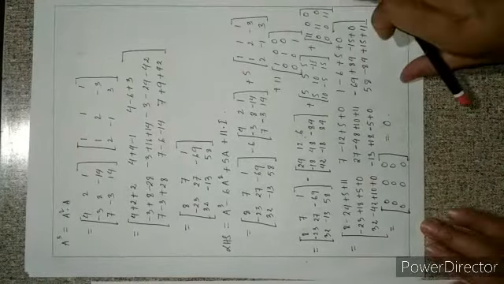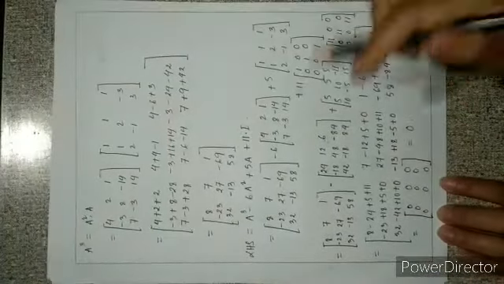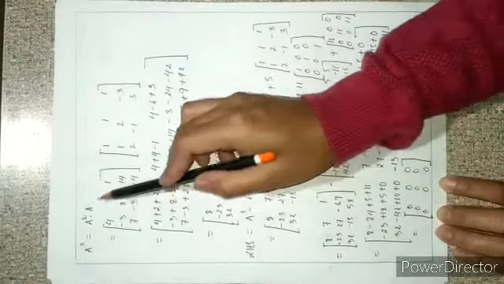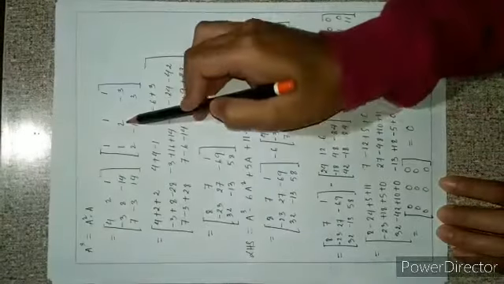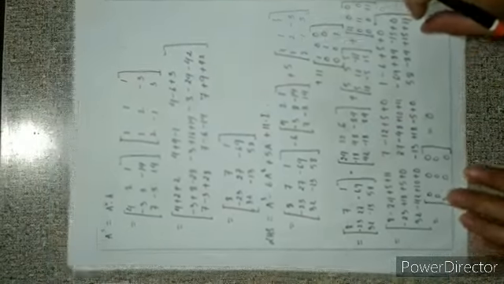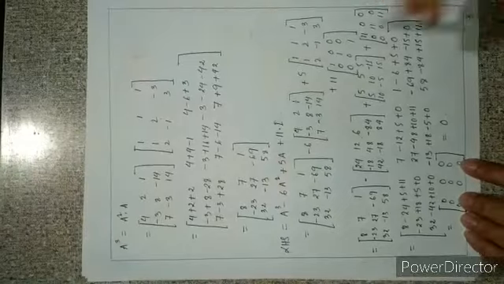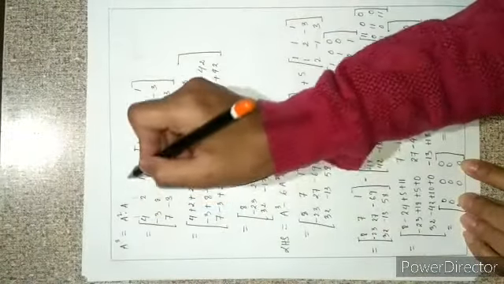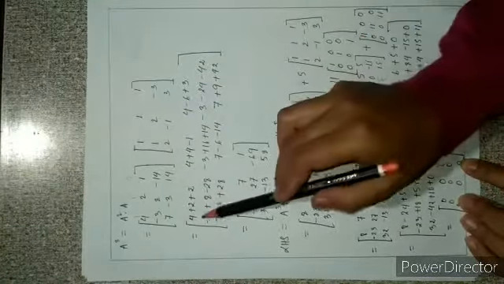Then find a cube. A cube is given by A square into A. Then write the values of A square, then write A. Then apply the multiplication rule. Multiply the first row by the first column: 1, 1, and 2.